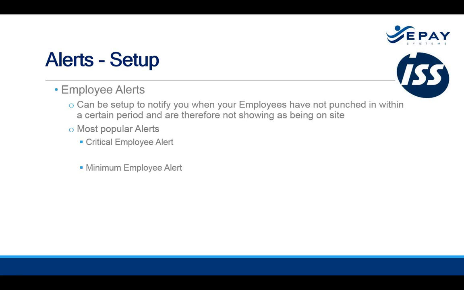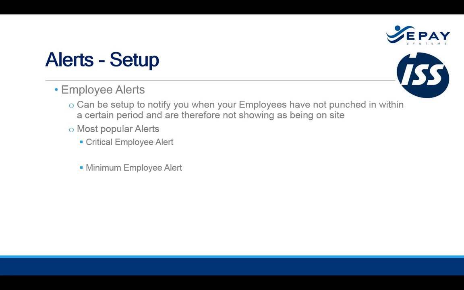The minimum employee alert now looks at the number of employees on site. So the number of employees on site there, as far as the minimum employee alert goes, lets you know that you have asked for 3 employees to be there at 5 p.m. If the 3 employees are not there or actually have not punched in during that particular time frame that you've asked the system to be counting punches, then the alert will be sent to you letting you know otherwise.